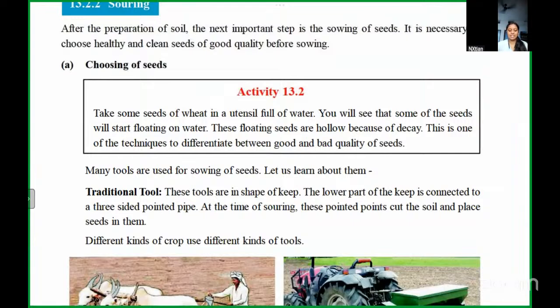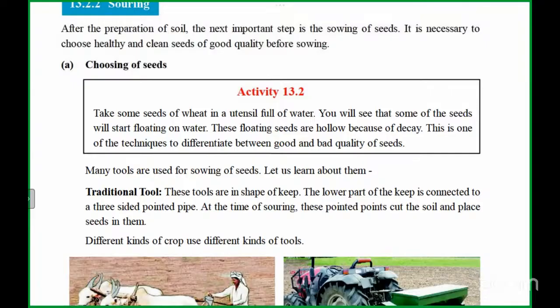One test is there. You can put the seeds in water. Some seeds will start floating if this is done with wheat. The floating seeds are hollow because they are decayed. This is one technique used to differentiate between good and bad quality seeds. Some seeds are good quality, some are bad quality, so you have to select good quality seeds.